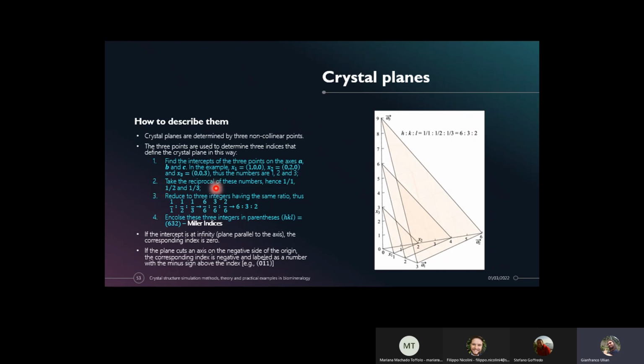So you take the reciprocal of these numbers, so 1 over 1, 1 over 2, 1 over 3. Then you reduce these numbers to 3 integers having the same ratio. So you take the minimum common denominator, and you obtain these indices here, 6, 3, 2. These are called the hkl indices, and the plane here is identified by these 3 indices in parentheses, (6 3 2). Okay.